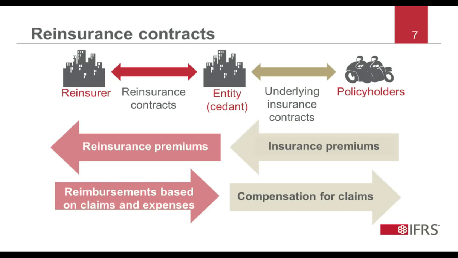This slide provides a high-level summary of the relationship between the policyholders, the cedant, and the reinsurer. The cedant issues insurance contracts to policyholders. The cedant purchases a reinsurance contract. It agrees to pay premiums to the reinsurer and will receive reimbursements from the reinsurer when claim events occur for those underlying insurance contracts.